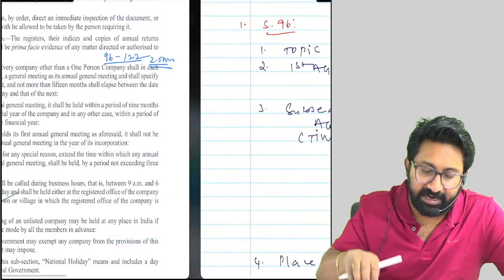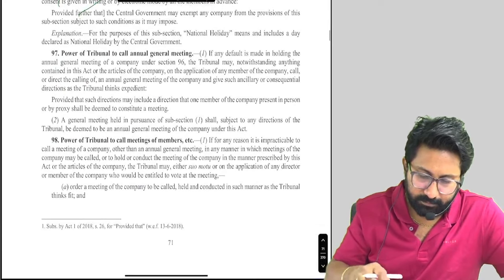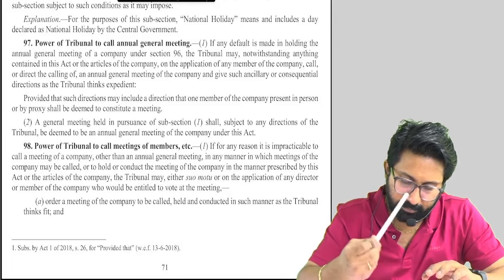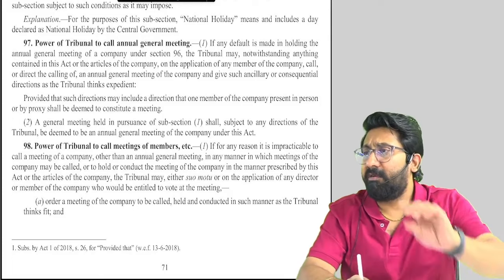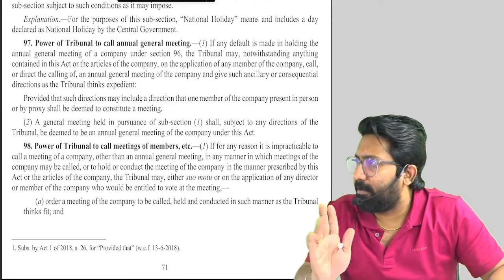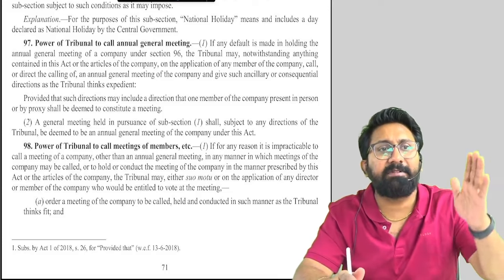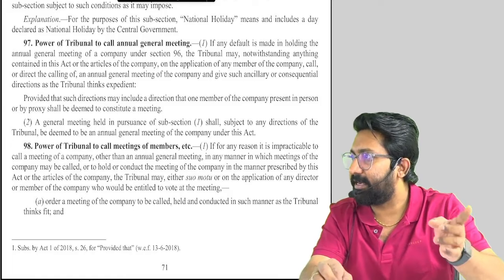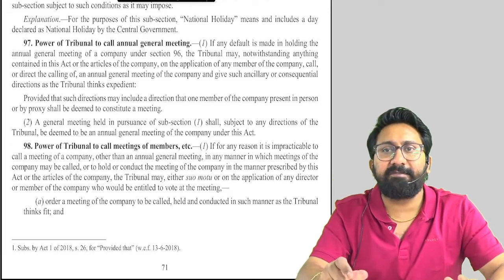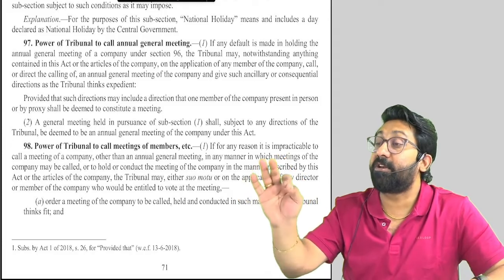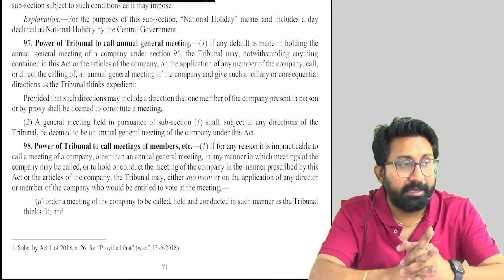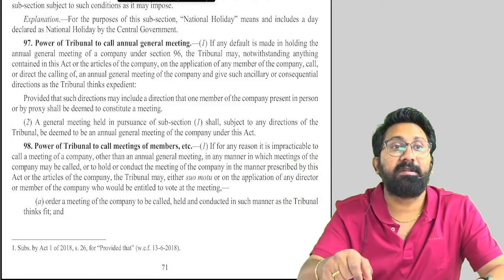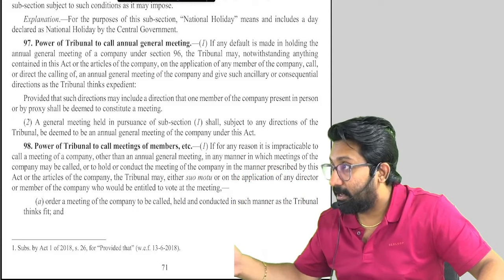96 done. Come to 97, 98 and 99. Point number one: we are going to discuss 97, 98, 99 as one set of sections. I will first discuss 97 and 98. Number one, if the AGM is not held within the time limits mentioned in Section 96, then any member of the company can make an application to the tribunal.